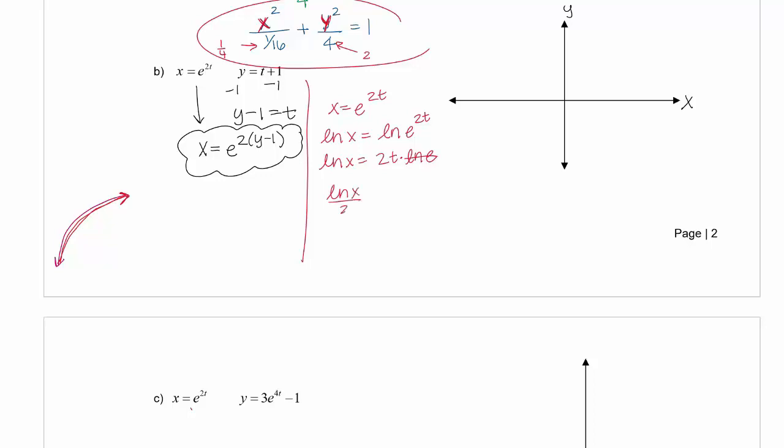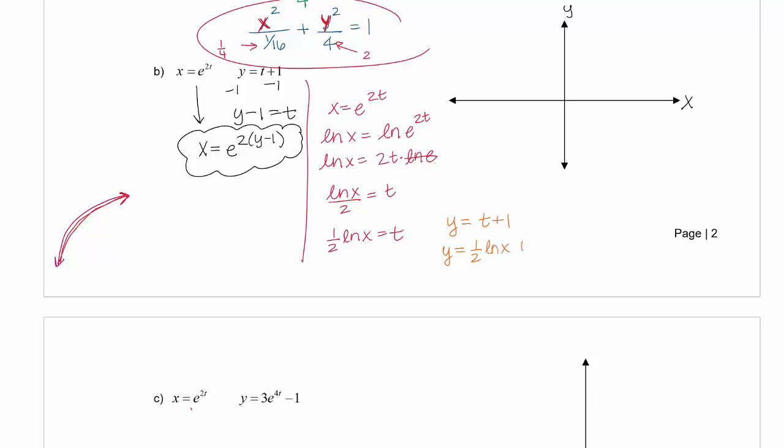Now there's another way to write this. It is 1/2 natural log of x, so it's whichever one you're more comfortable with. And then I'm going to put that into the y equation. Y is t plus 1 according to my given parametric mode. So y is 1/2 natural log of x and then plus 1.